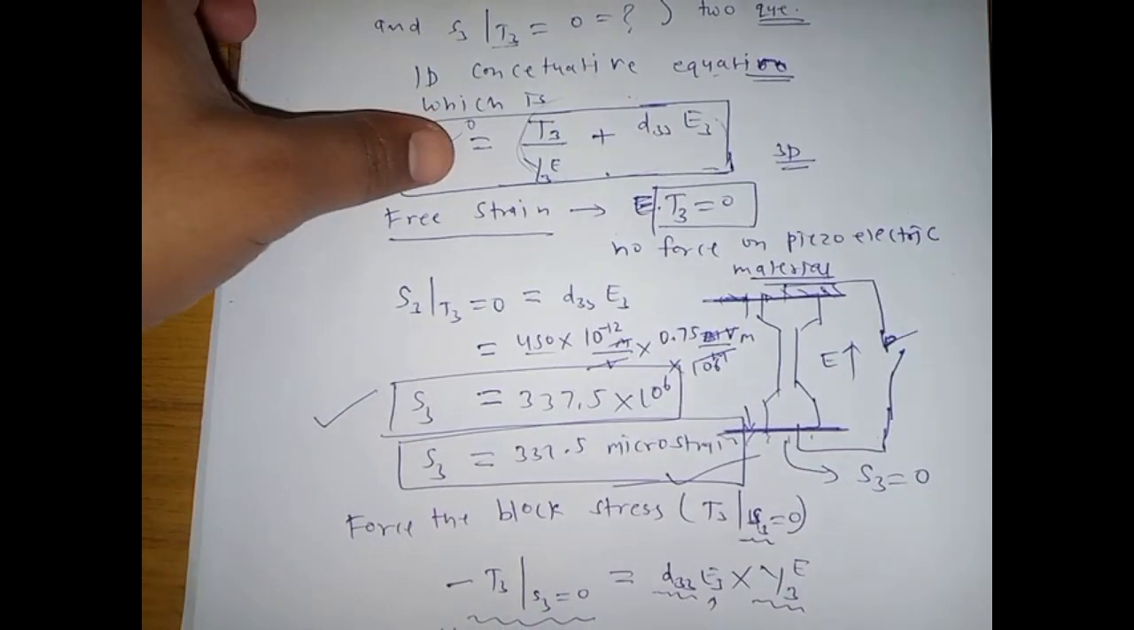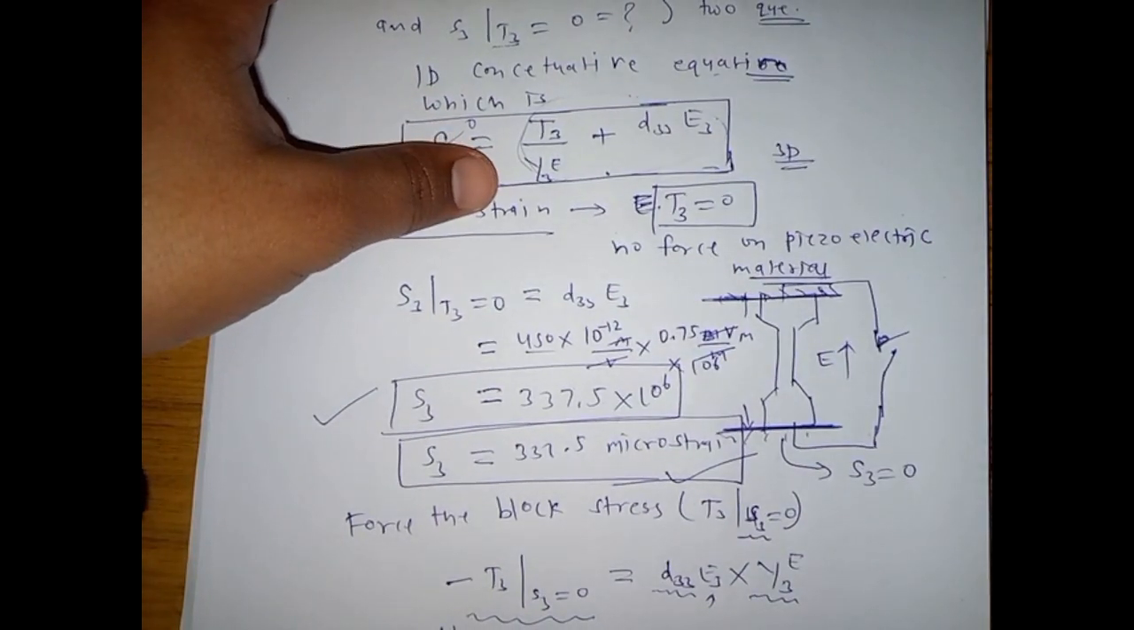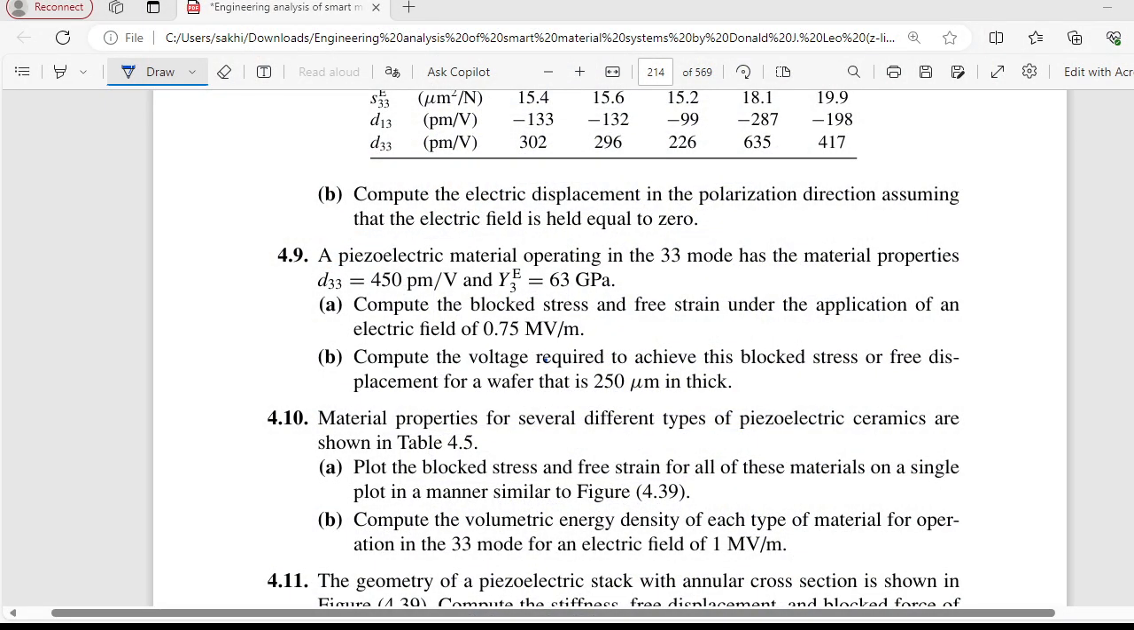Now let's move to part 2. Part 2 is to compute the voltage. We have to compute the voltage required to achieve this block stress, or the free displacement, in part A for a layer that has 250 micron thickness. So the thickness is given, right?